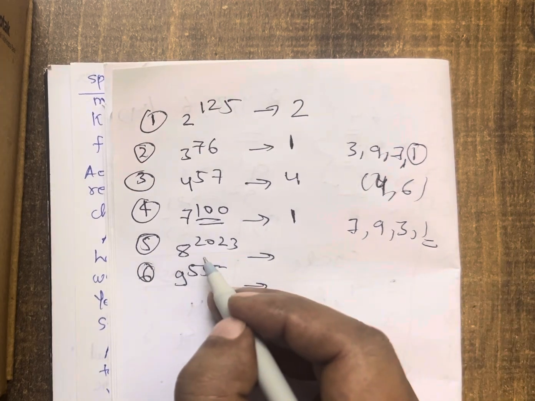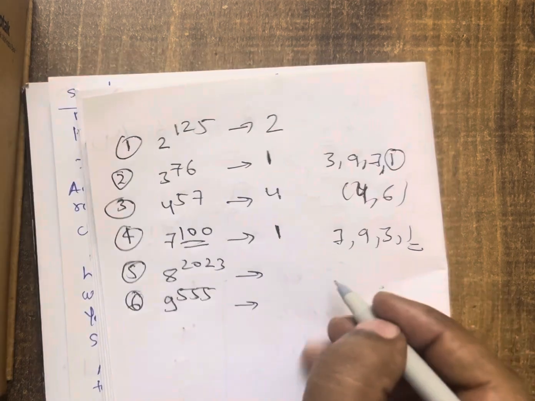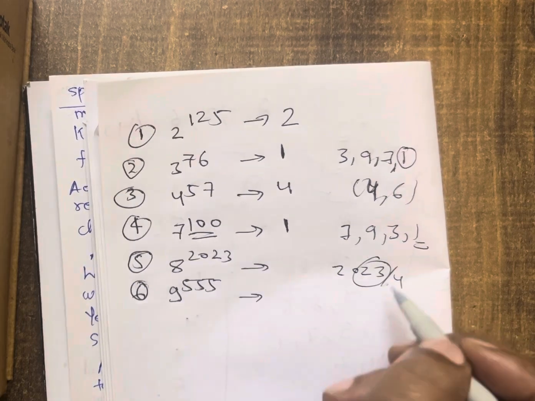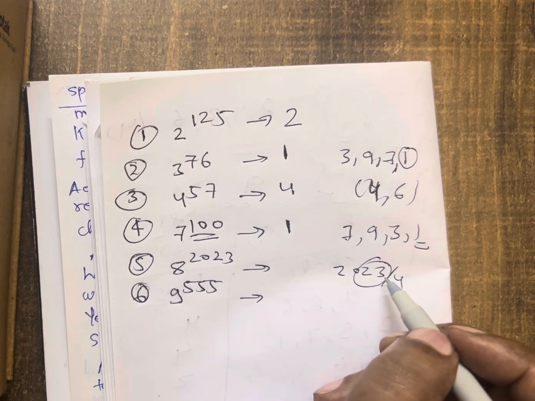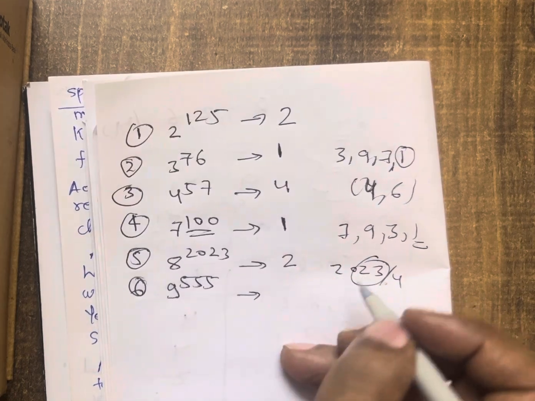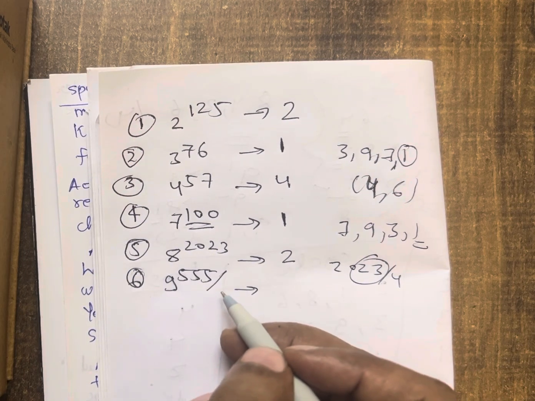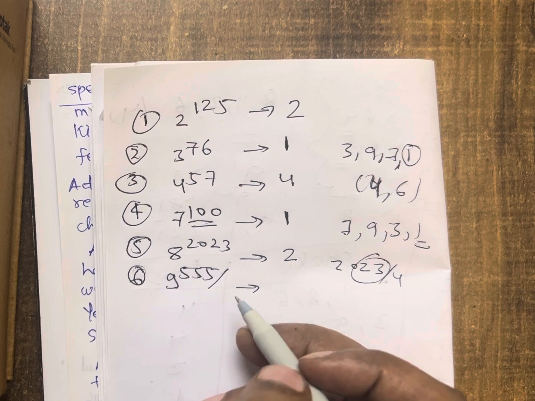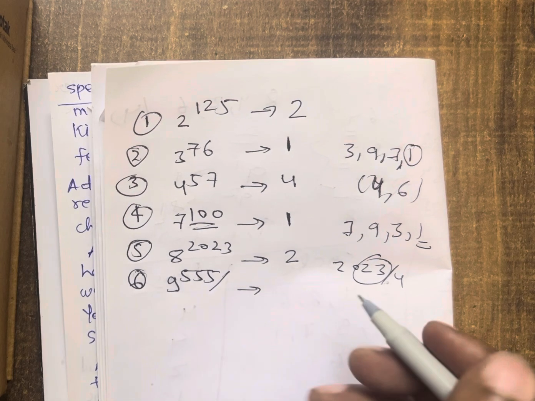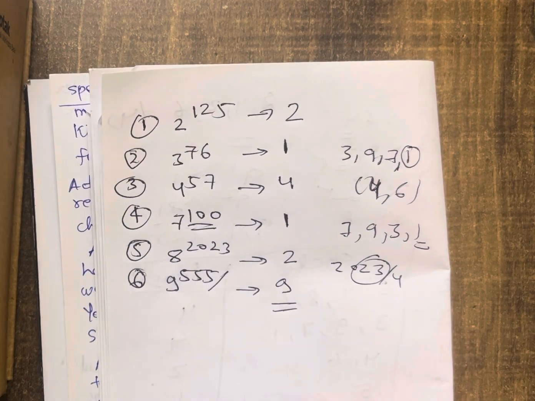Now 8 also has cyclicity of 4. Try dividing 2023 by 4. You just have to divide the last 2 digits, and you will see that remainder will be 3. So in the cyclicity of 8, we have 2 at the third place. Okay, now 9. So 9 has cyclicity of 2. So if you divide this by 2, remainder will be 1, because it is an odd number. Okay, so last digit will be 9. Okay, so that is cyclicity for you guys.